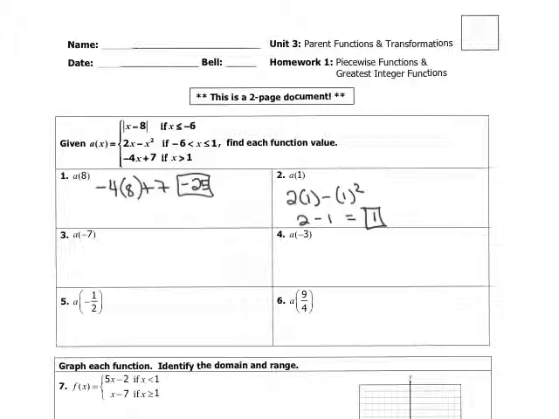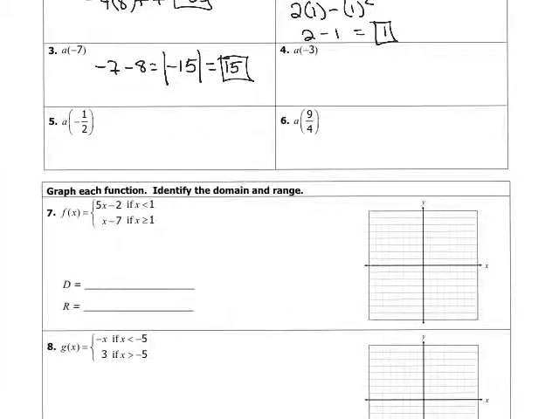Okay, and then here we have a of -7. -7 falls into the first function because it's less than or equal to -6. So -7 minus 8 equals -15. But then we can't forget the last step where we have to take the absolute value. So we're going to end up with a positive 15. All right, let's move on down to this next one here.